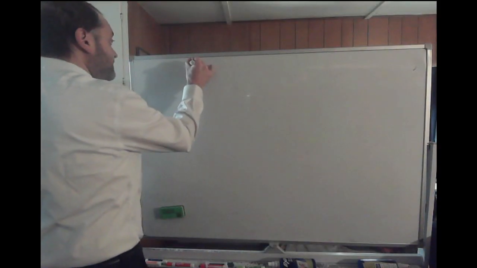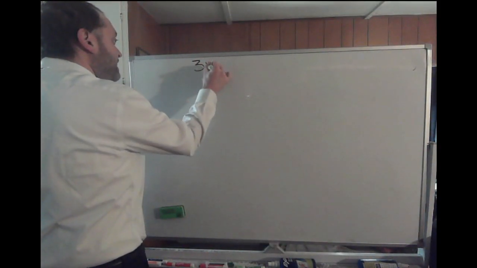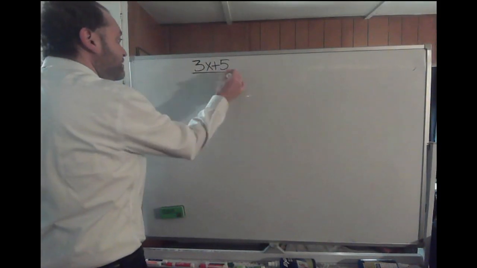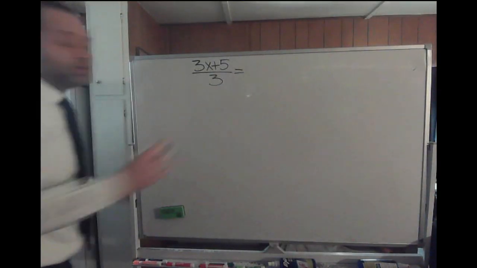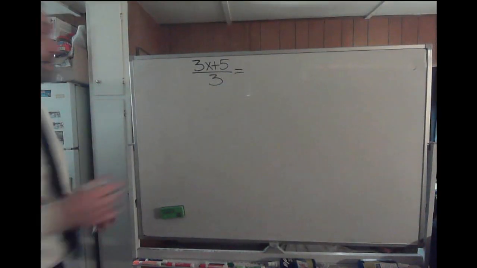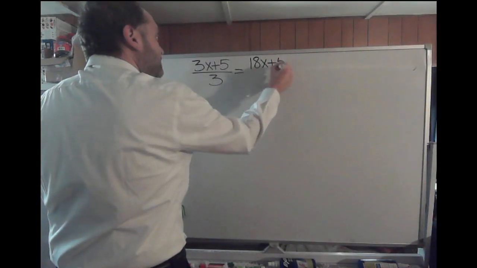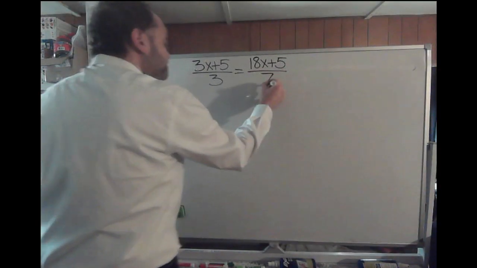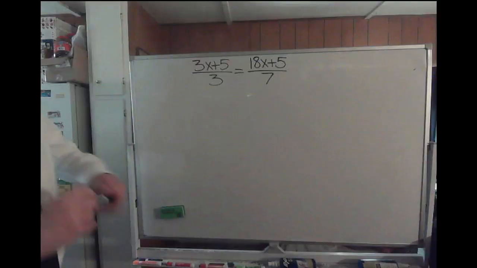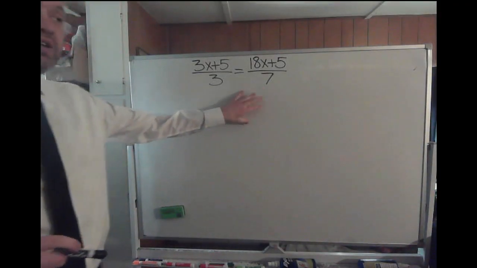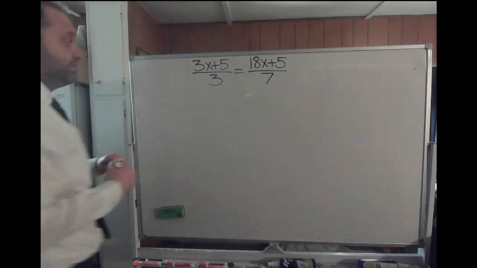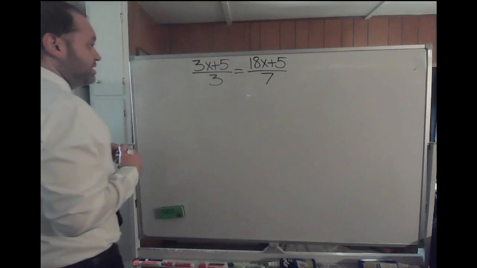All right. I have one more linear, then we got some quadratics. So I have (3x + 5)/3 is equal to (18x + 5)/7. Good news is we have no variables in either denominator, so there's nothing to restrict. We could get anything for x then, and it would be a solution.